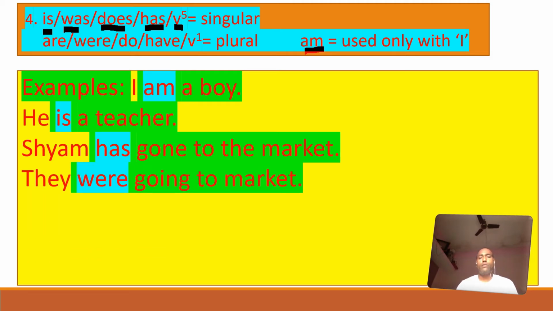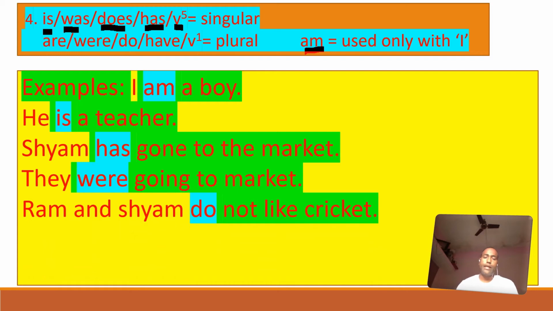Similarly, they were going to market. Why they were? They is plural and were is also plural. So they were going to market, not they was going to market, which is impossible. Okay. Ram and Sam do not like cricket. Ram and Sam, right? Why Ram and Sam?